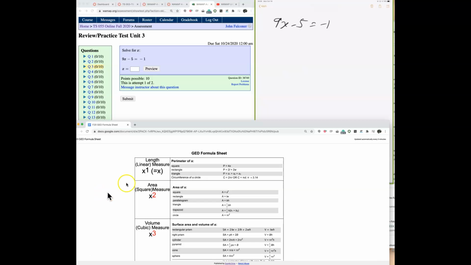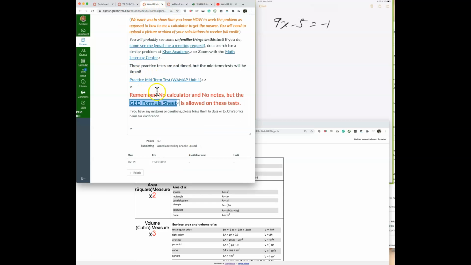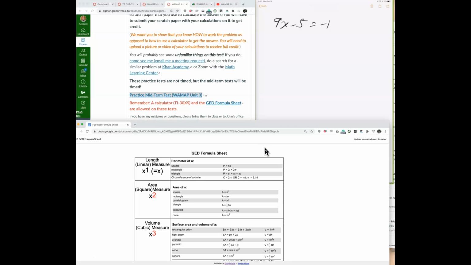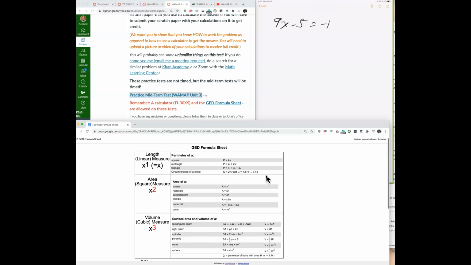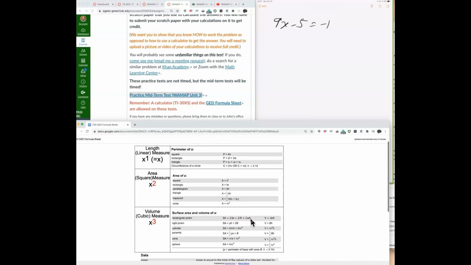And I want to be sure to mention the existence of this GED formula sheet. When you are opening a test, the link for the test is right here, and then right below it is this link for the GED formula sheet, and you can use this while you're taking any test that I give. And this is the same sheet that they provide when you take the GED, and this saves you having to memorize all of these formulas, but you will have to know this sheet pretty well in order to use it effectively during a test.